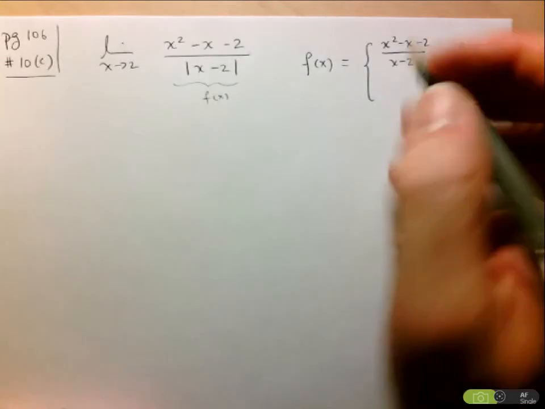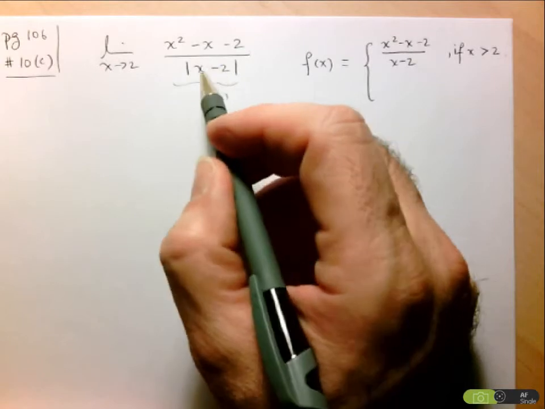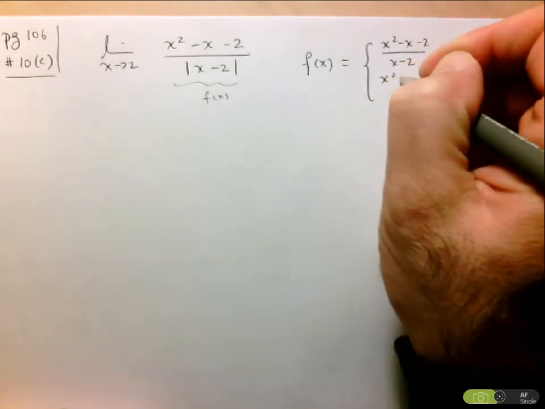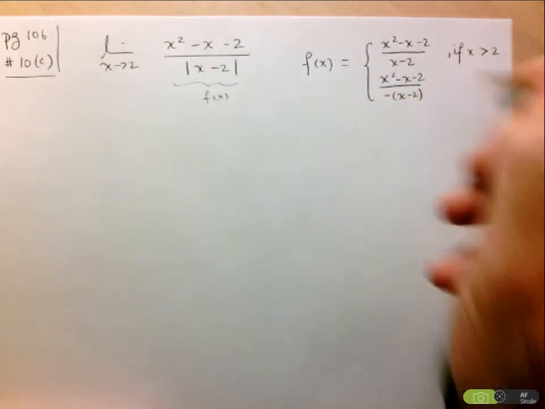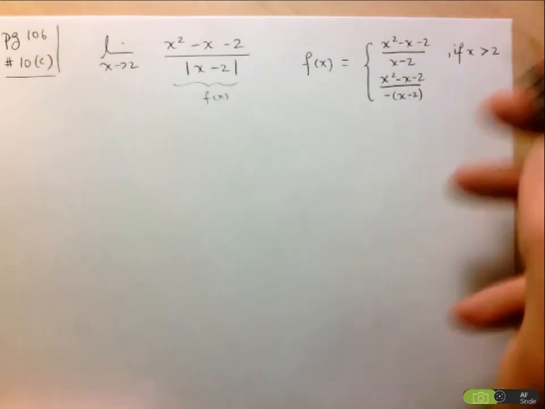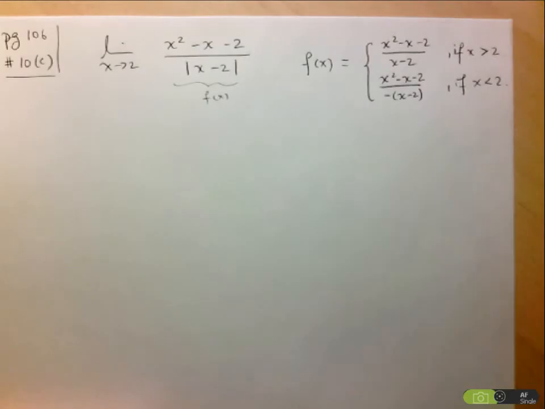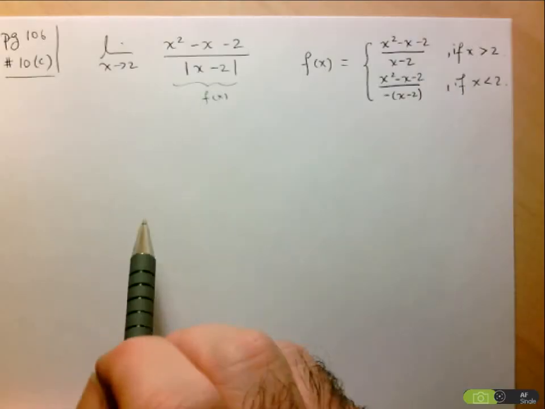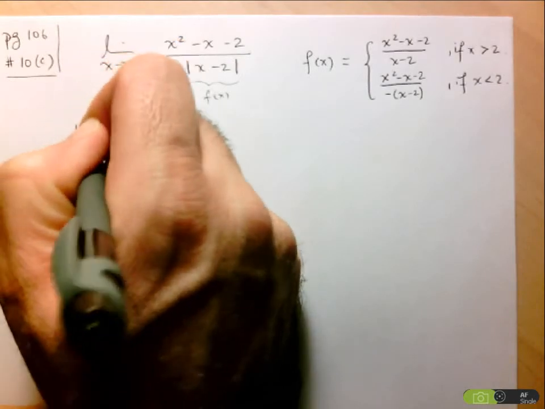Now, when x is less than 2, the expression inside the absolute value is negative. So we have to take the negative of that to make it positive. So this is going to be equal to x squared minus x minus 2 over negative (x minus 2). Again, very important to put our brackets there, or to at least do the algebra in your head. So this will be the case if x is less than 2. Since this function behaves differently to the left and right of 2, we have to deal with this using one-sided limits.